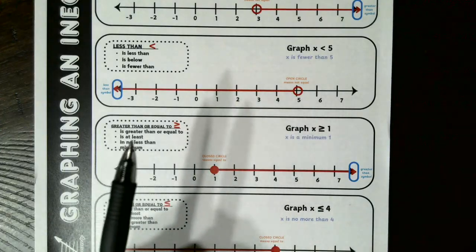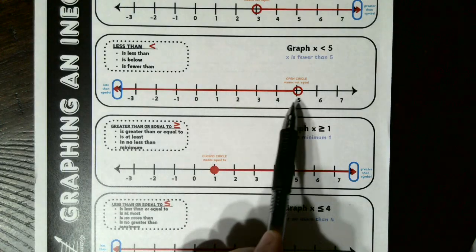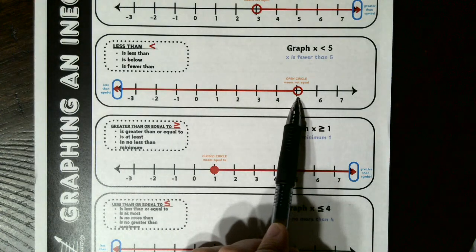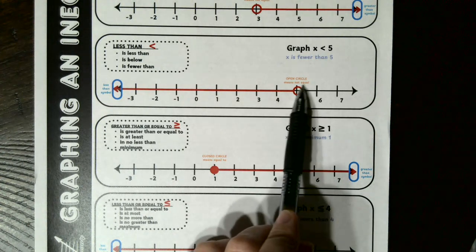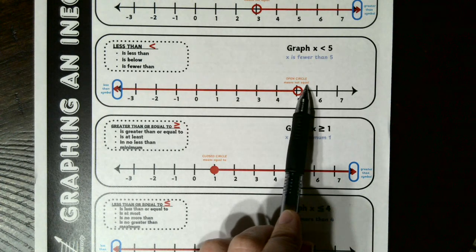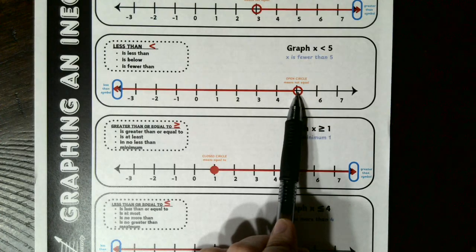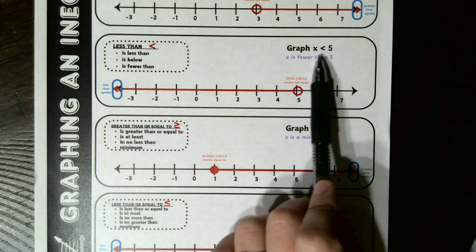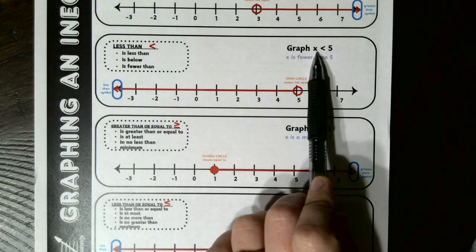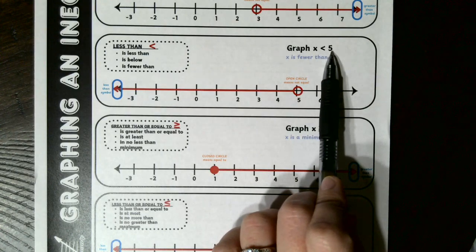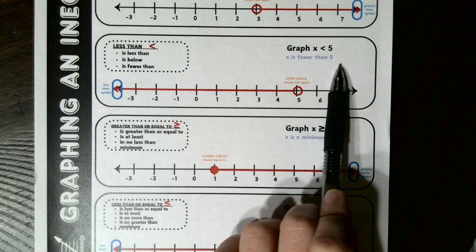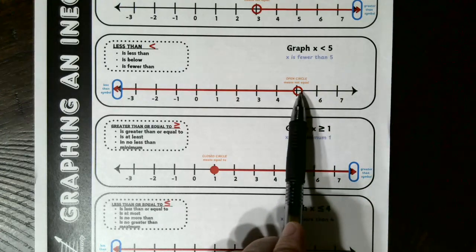So I am going to take my circle and I am going to put it on 5. Again, I am going to have an open circle because an open circle means it is not equal to the number that it's on. It cannot be equal because that's not what it tells me here. Right here, it's saying x is less than 5. It is fewer than 5. So it cannot be 5.